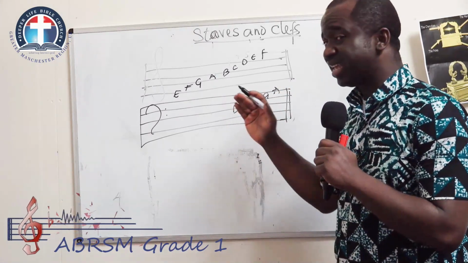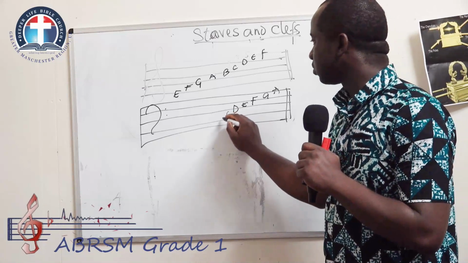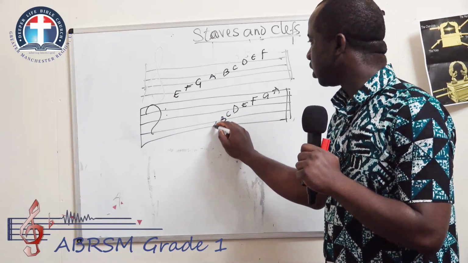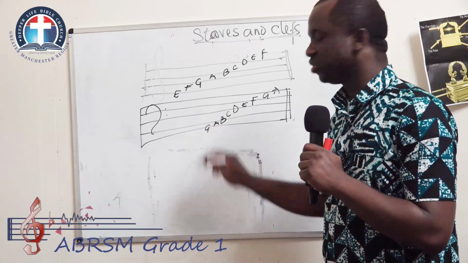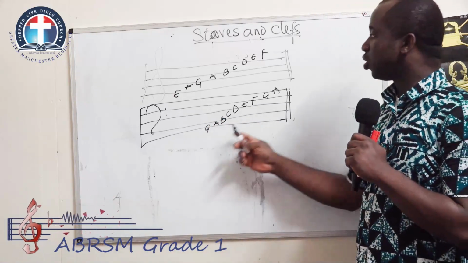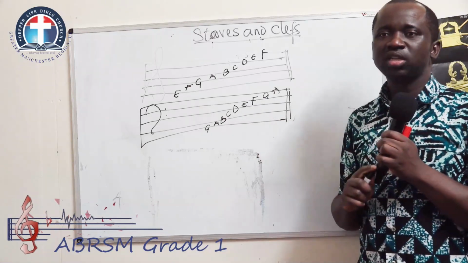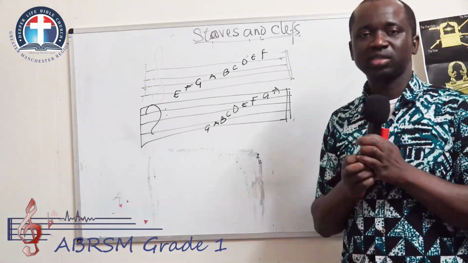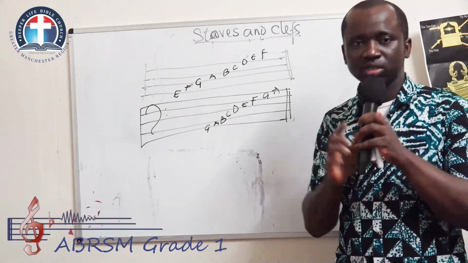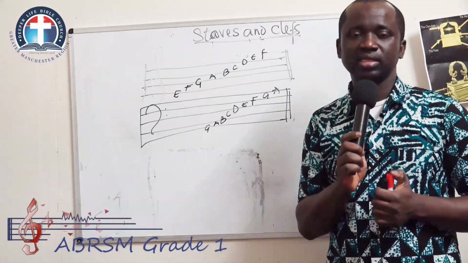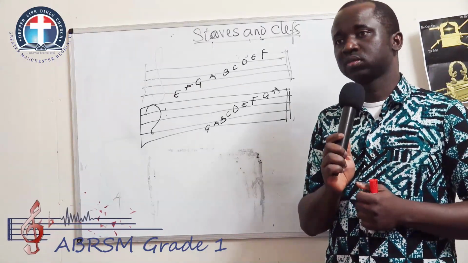Remember, a line is followed by a space. This is C, this is B, this is A, and then this is G. So you know the acronyms: Good boys deserve fun always, and All Cows Eat Grass. Know the acronyms for the lines and for your spaces. Please, this is very important. You need to memorize it. You need to know it.